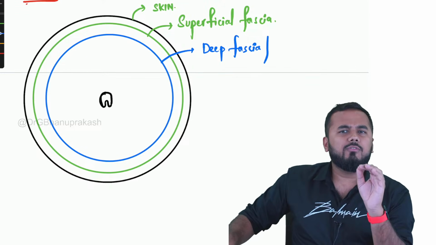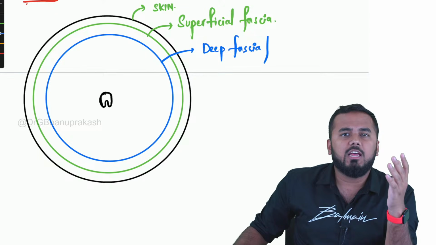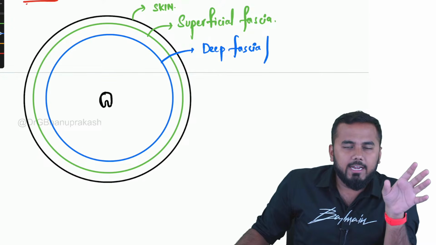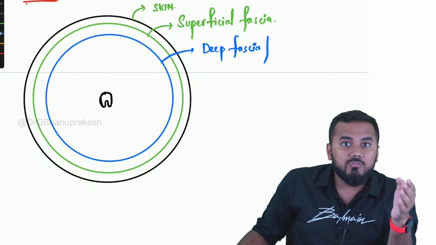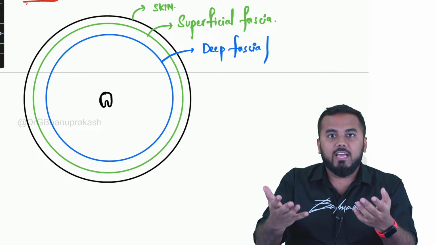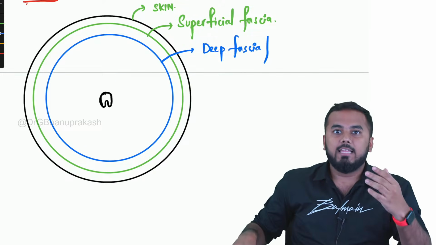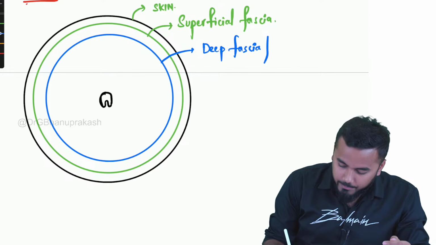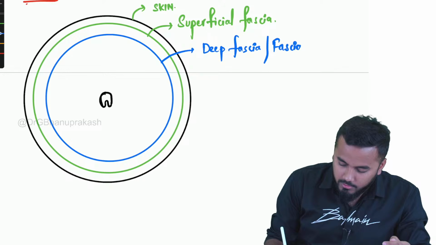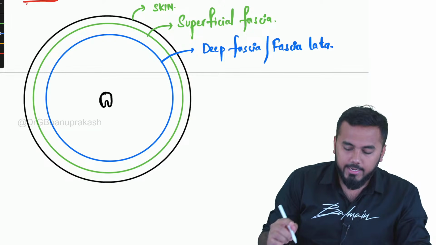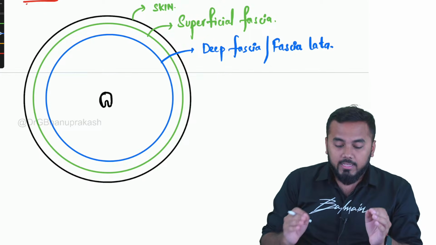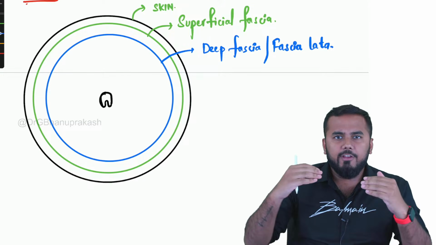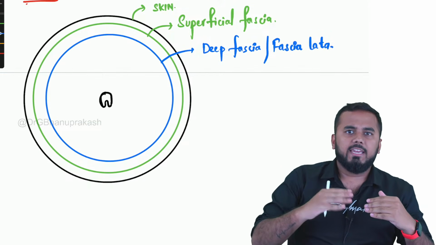I hope all of you have heard a term called fascia lata, right? When you are studying anatomy, you have heard the term fascia lata. What is fascia lata? The deep fascia of the thigh is given another name, fascia lata. Now, this deep fascia of the thigh will give some connections.